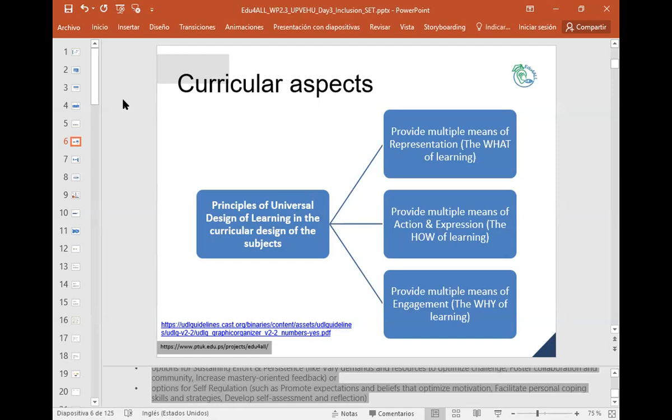Provide multiple means of engagement, the why of learning, including options for recruiting interest, for example, optimize individual choice and autonomy, optimize relevance, value, and authenticity, minimize threats and distractions. Options for sustaining effort and persistence, like vary demands and resources to optimize challenge, foster collaboration and community, increase mastery-oriented feedback, or options for self-regulation, such as promote expectations and beliefs that optimize motivation, facilitate personal coping skills and strategies, develop self-assessment and reflection.